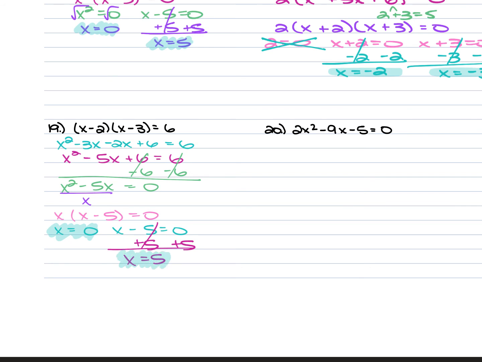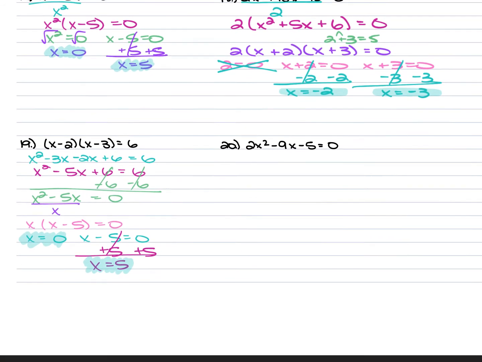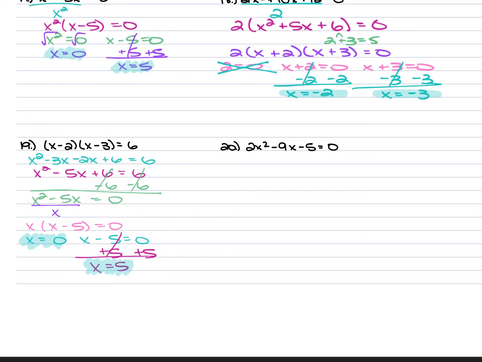For number 20, you have 2x squared minus 9x minus 5 is equal to 0. Your a is not 1. You do not have a greatest common factor that you can factor out. So multiply your a times your c. 2 times negative 5 is negative 10. You want the factors of negative 10 that add up to be negative 9. That's going to be negative 10 and positive 1.